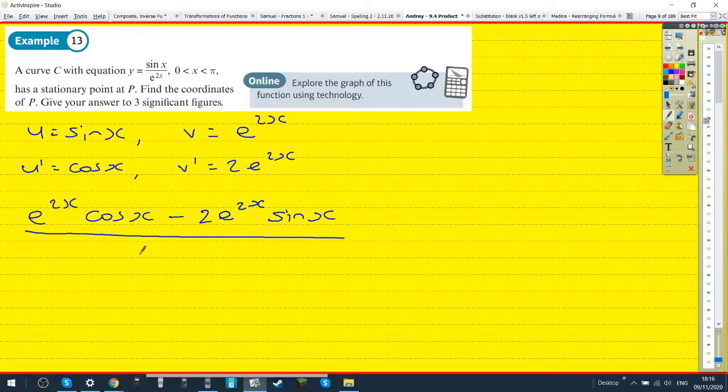Okay. e to the 2x squared. Find the coordinates of P. How do we do this? So I just found the gradient, didn't I? Gradient function, yeah, dy dx.